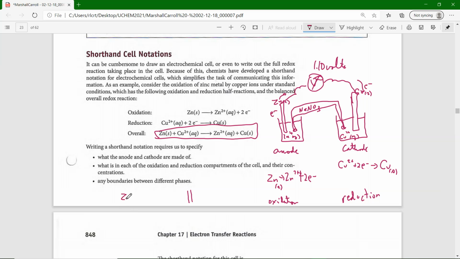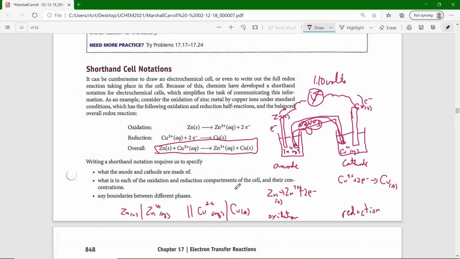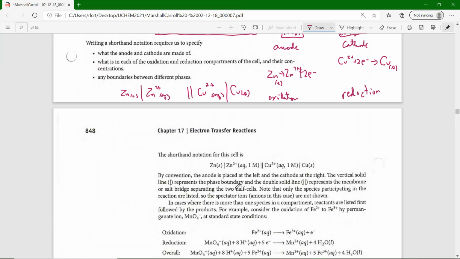So I'm going to have zinc solid, zinc 2 plus aqueous. Oh, I forgot to draw in here. The nitrates go here, and anions towards the anode, cations towards the cathode. Okay, and then on the other side, this one solid vertical line is a phase boundary. That's the shorthand we use. Then the reduction, I got copper 2 plus aqueous, and I put one line there, copper solid. Okay, so did I do it right?